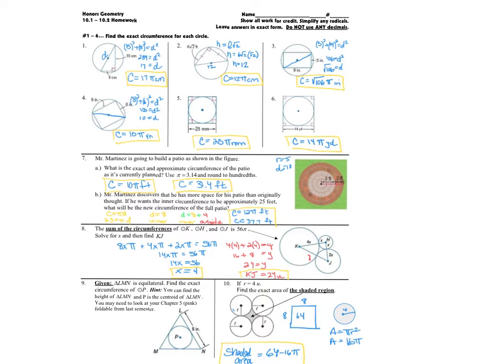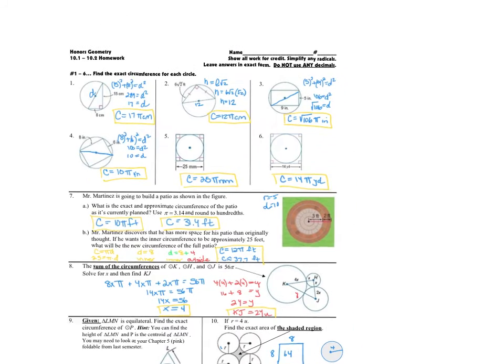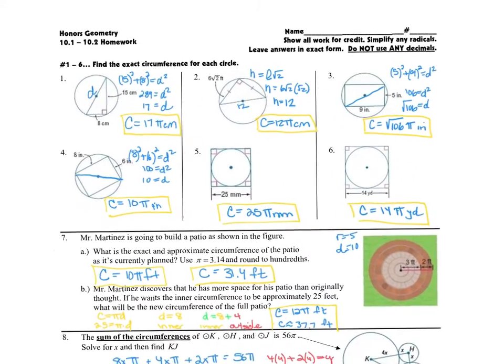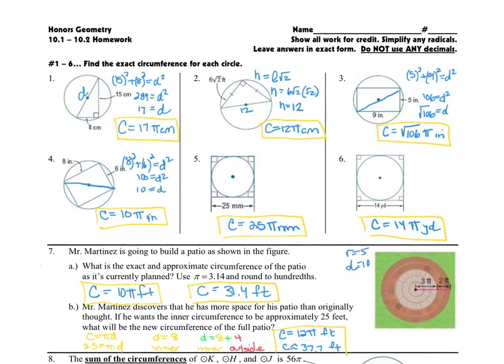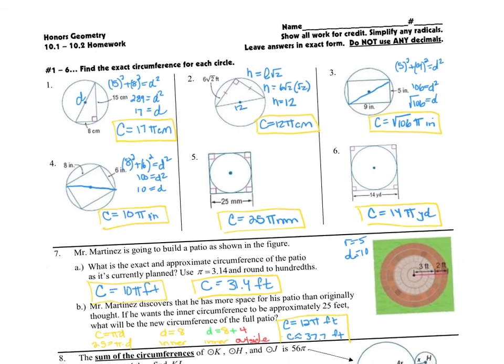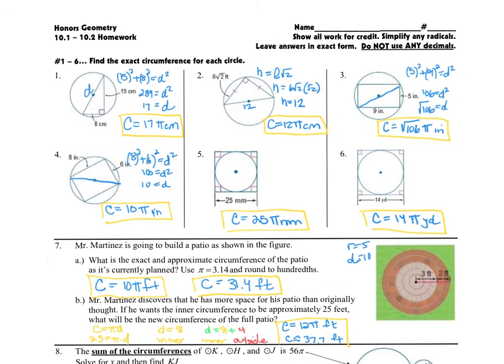All right, we are going to be going over the answers for section 10.1, 10.2 homework. Okay, so if we take a look at our first 6 here, it is going to ask us to find the circumference of each circle.